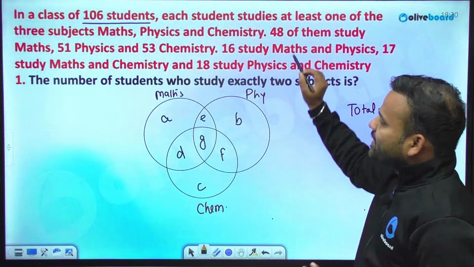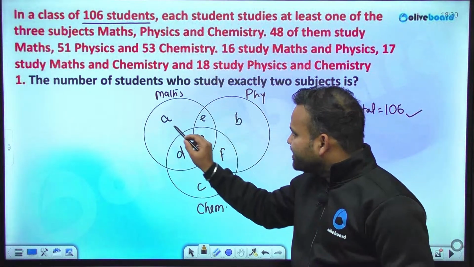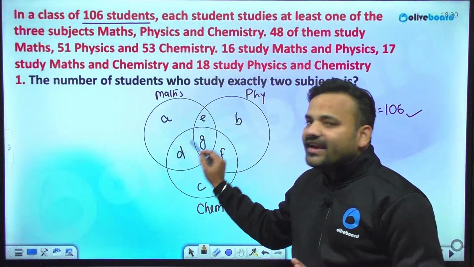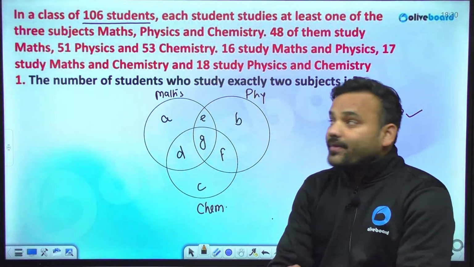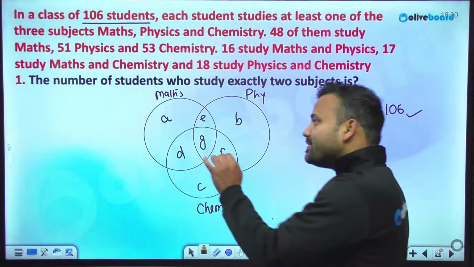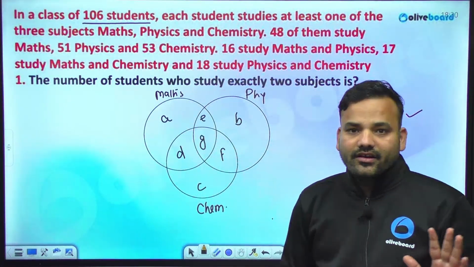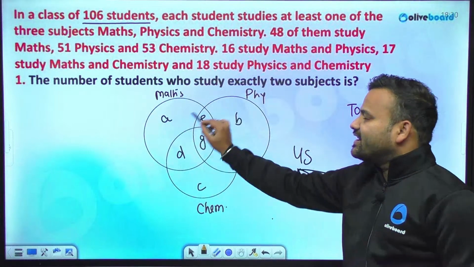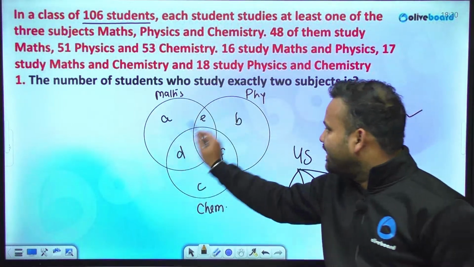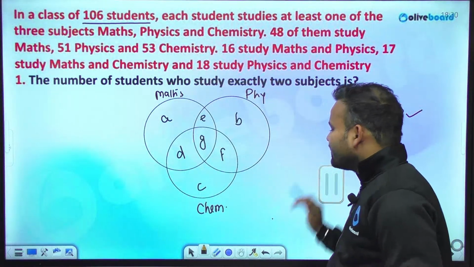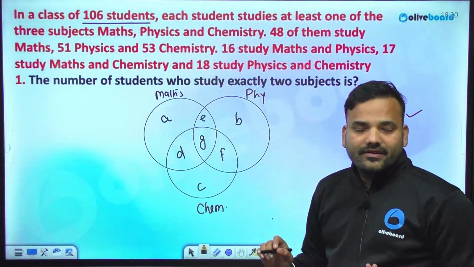48 of them study mathematics. That means the combination of A, E, G and D, the entire value, will be 48. The entire maths is 48. So we won't be able to reflect this here. We can't put 48 here yet, because we don't know how this 48 is bifurcated into A, D, E and G. So we need to calculate the value of G.